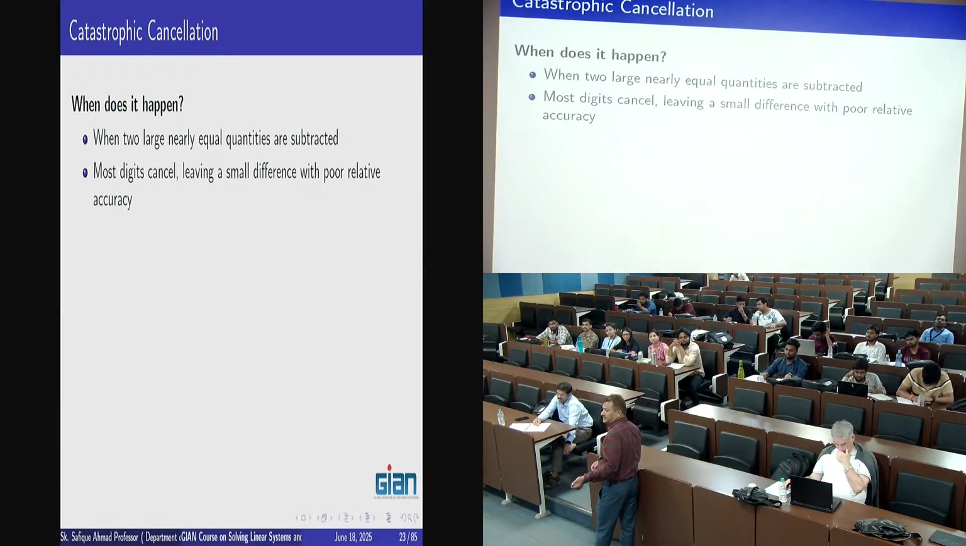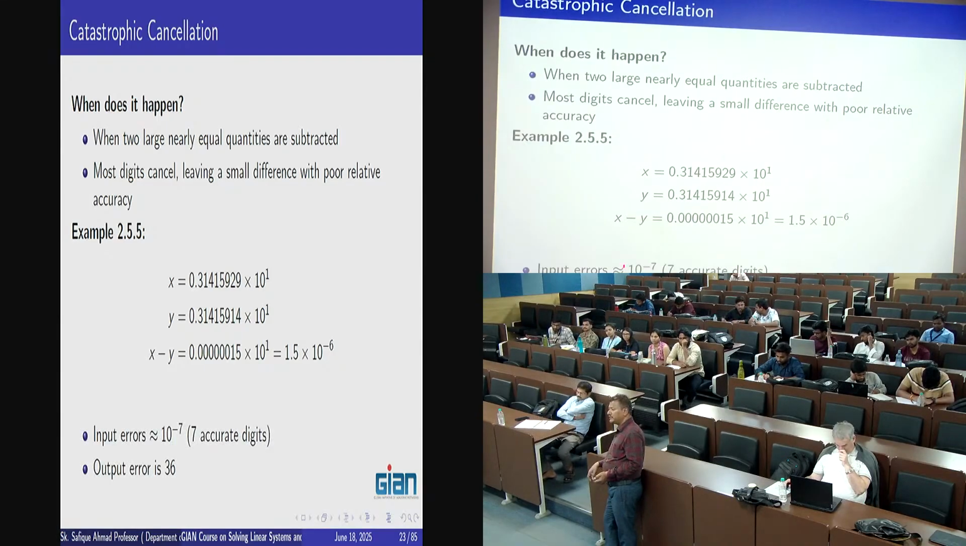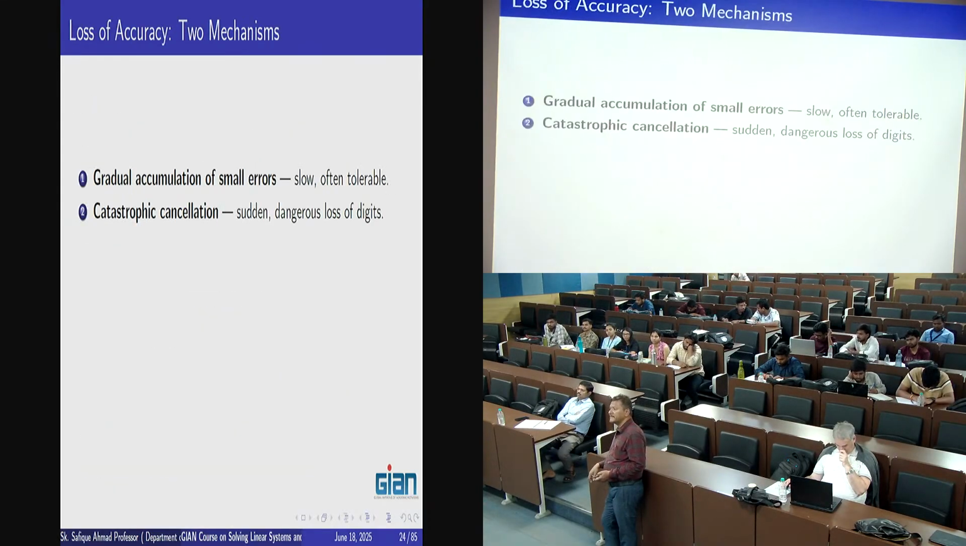So, in that case it would be large, and you just subtract 1.5 into 10 to the power minus 6, this is very near to 7. And input errors 10 to the power minus 7, 7 accurate digits, and output error is 36. So, this is the difference you have in the single precision calculation.